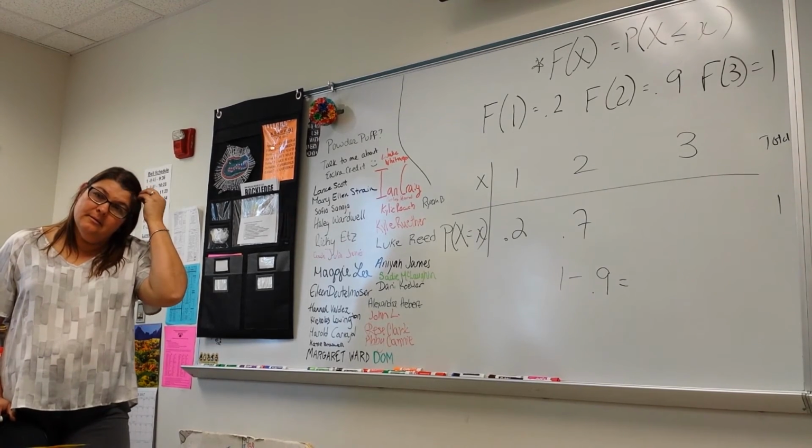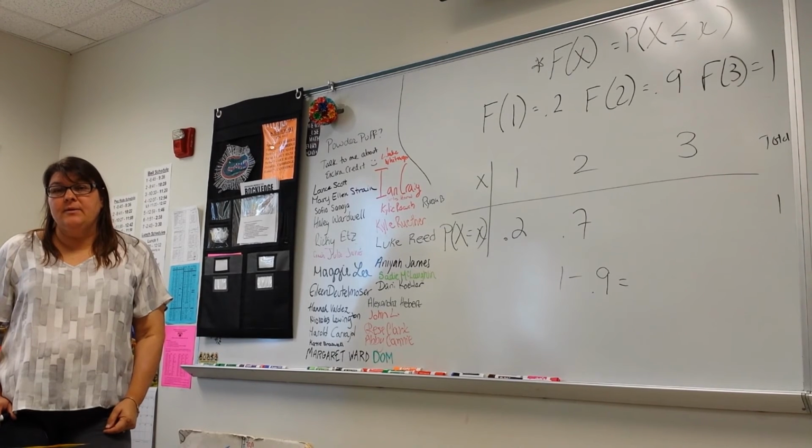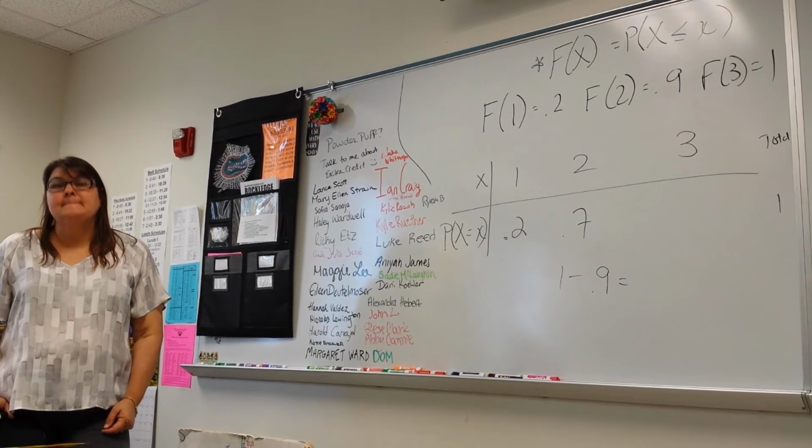But will they always give you f of 1 equals 0.2 all the way across like that? Yes. They would give you what you need to play with. And they just want you to fill in that chart like that? And that's it?